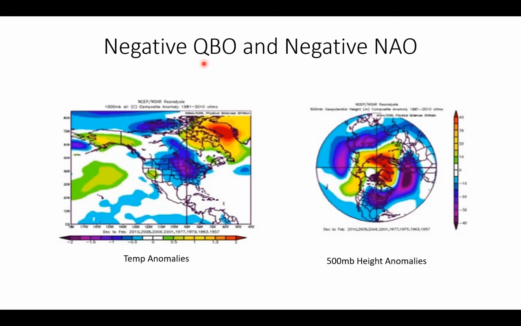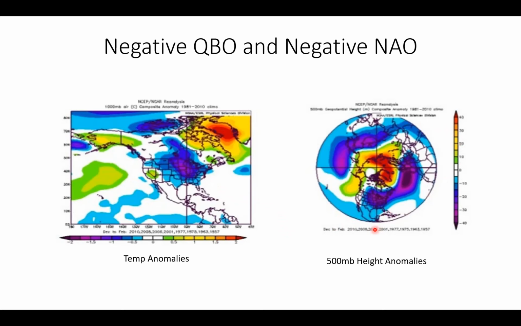If we look at the negative QBO, the easterly phase of the QBO, along with a negative NAO, look at what you get. These are the temperature anomalies on the left, the purple and the blue indicating well below normal temperature anomalies for the months of December, January, and February. We're talking well below normal, really focused on the Midwest, but it does bleed over a little bit towards New England and the Mid-Atlantic.